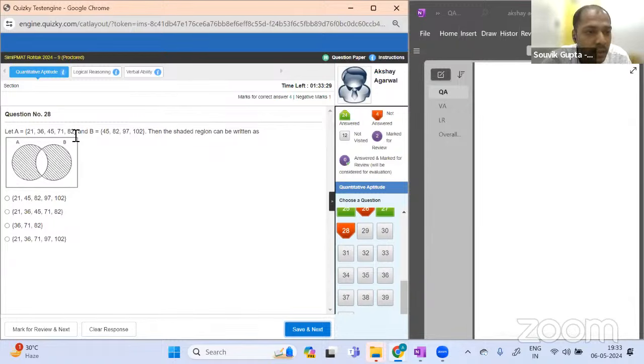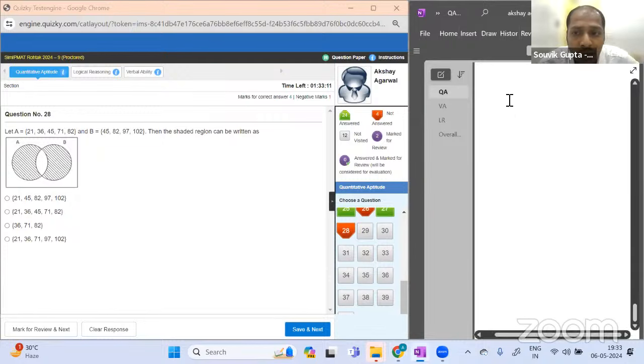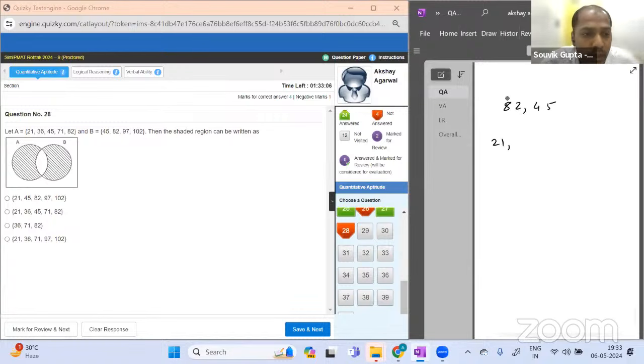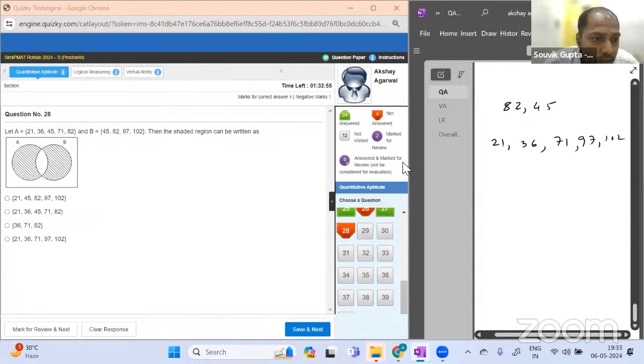Okay, let the set A be this and B be this, then the shaded region can be written as A is this, B is this. The common elements are 82, 45, 97, 102? No, 82 and 45 are the common elements. So remove 82 and 45. So 21, 36, 71, 97, 102.